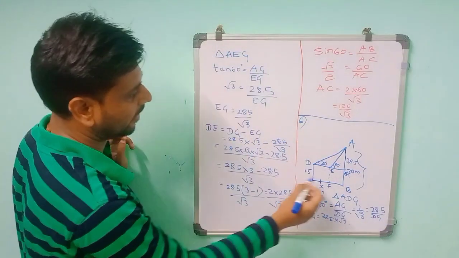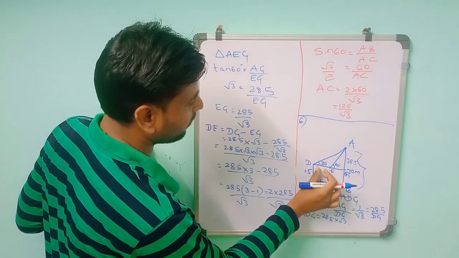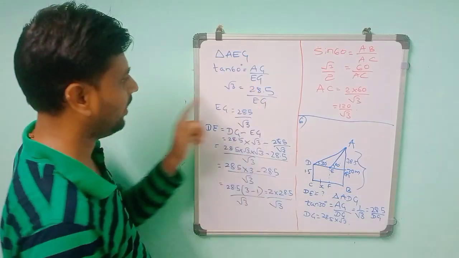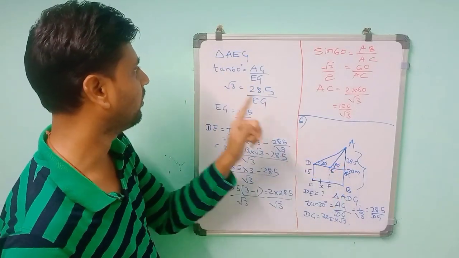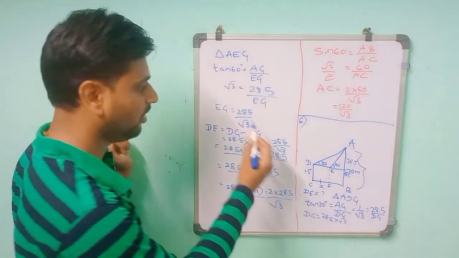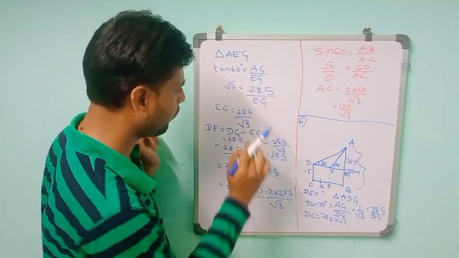Then in triangle AEC, we want this one, so we have to find this one. So separate triangle AEC, this is the right angle triangle. So tan 60 we can take, because opposite by adjacent, then AZ by EZ. Tan 60 is root 3. Then AZ is given 28.5 divided by EZ. EZ is equal to 28.5 divided by root 3.